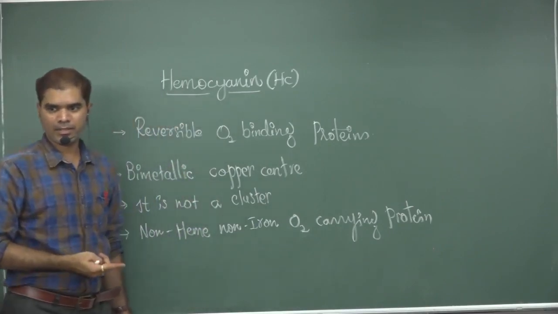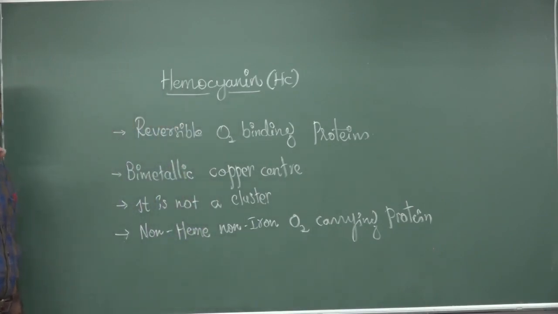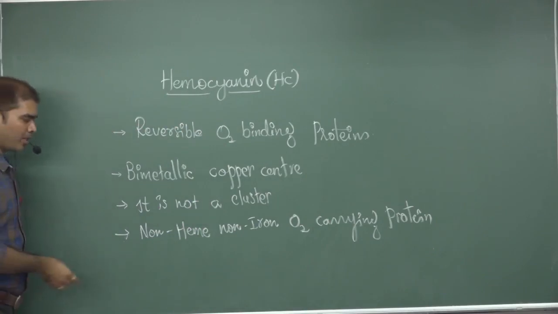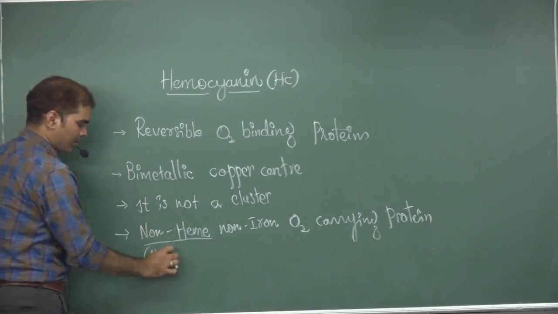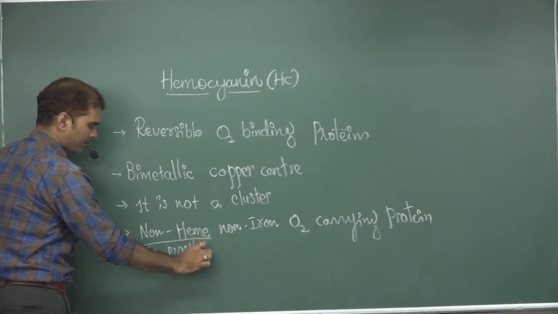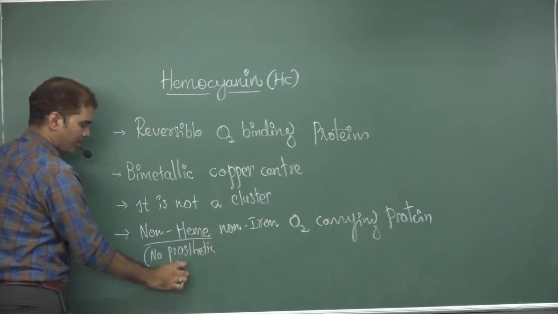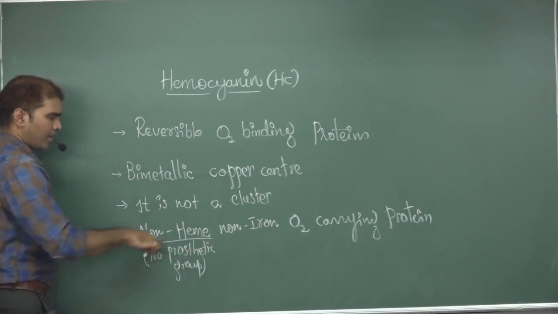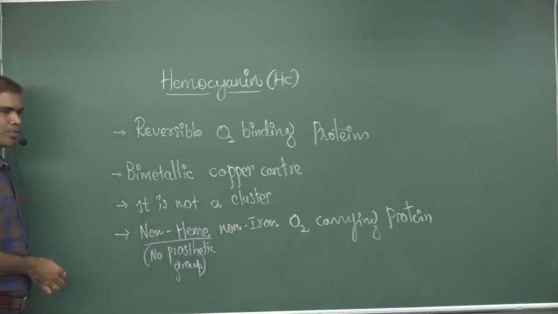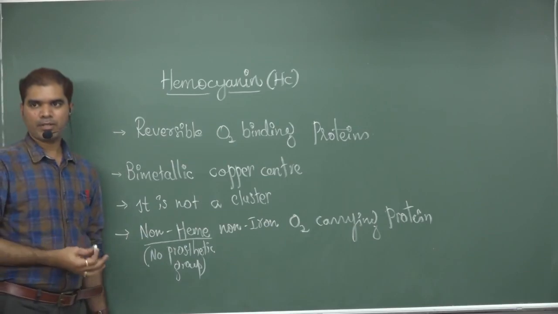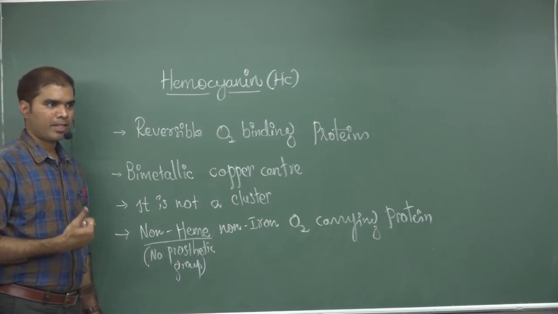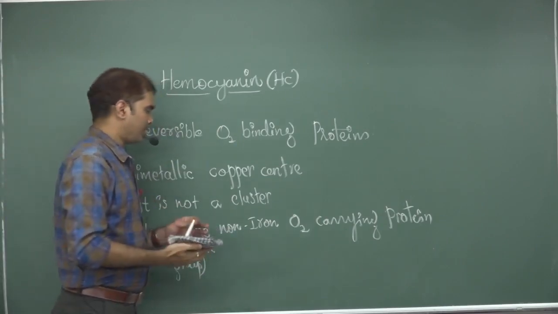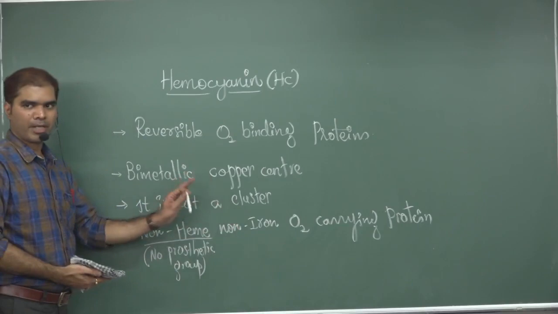We have seen it in hemerythrin. In hemocyanin, the metal copper will be directly attached to some amino acids, which are part of the protein. So we call it non-heme because there is no prosthetic group, and the non-heme, non-iron oxygen carrying protein is hemocyanin. Hemerythrin is a non-heme iron protein. This is a non-heme, non-iron oxygen binding protein. Okay?